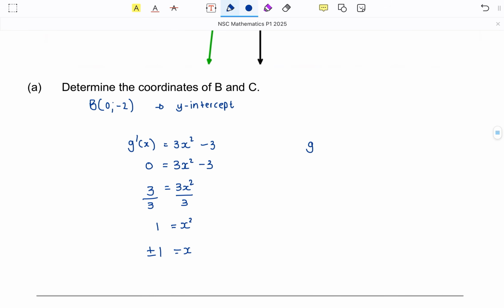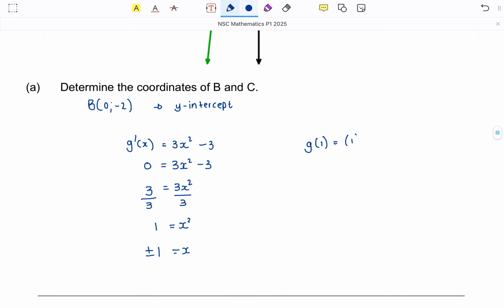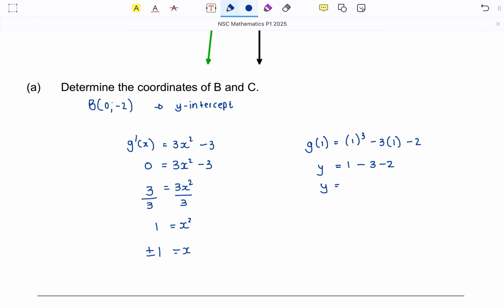The last step to get the coordinate is now to sub this x value into the original equation. Not into the first derivative, but into the original equation of this cubic function. So we've now substituted, and then we can get the y value of this coordinate. So that would be -3 minus 2. You can do this once on the calculator as well. And then just remember that they want the full coordinate, so we have to go and write it out.